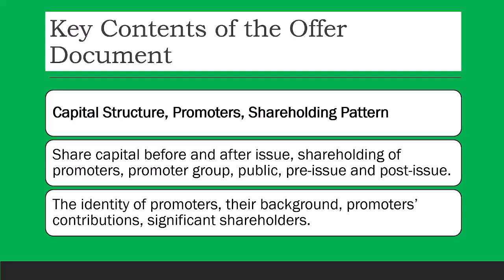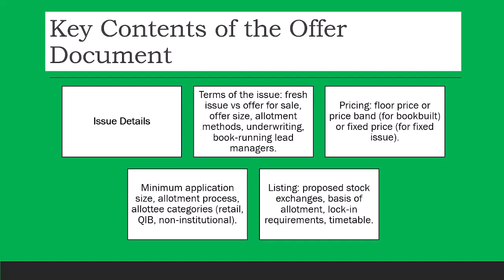Capital structure, promoters, shareholding pattern: share capital before and after the issue, shareholding of promoters, promoter group, public, pre-issue and post-issue, the identity of promoters, their background, promoters' contributions, significant shareholders. So they have to give a complete picture about the capital structure, what the share capital is before and after, who the promoters and promoter groups are, and the major shareholders' details. They have to give all these details so that people are aware who the promoters are and what their track record has been. Okay. Read further.